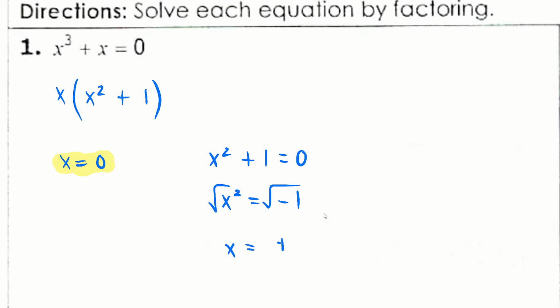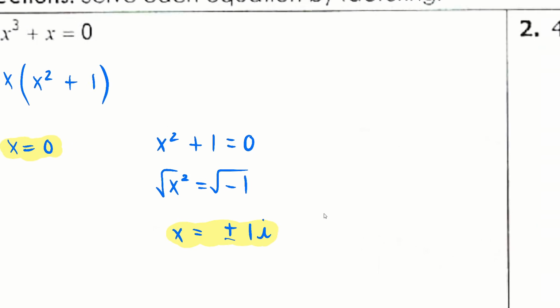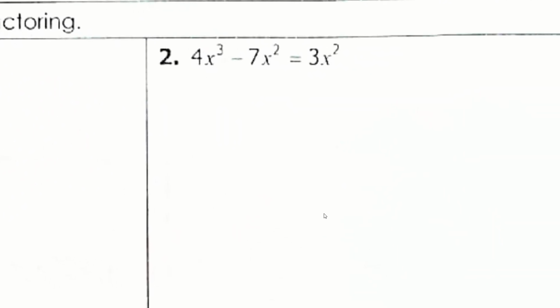X will equal plus or minus. Now, how does that negative come out of there? As an i. And then what is the square root of 1? It's a 1. So my answers are 0 and positive and negative 1i. 3 answers. 0, positive 1i, negative 1i. Got them all. That's how you solve by factoring. We factored it as far as we could, and then we took our factors, set them equal to 0, and solved. Look at number 2 with me.